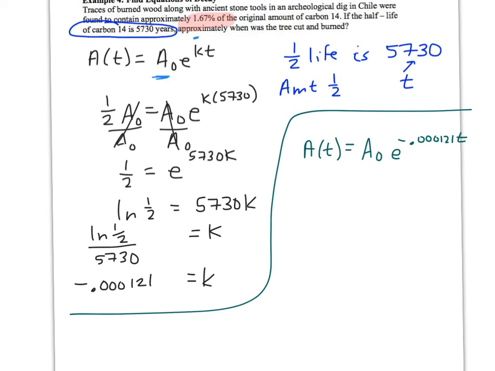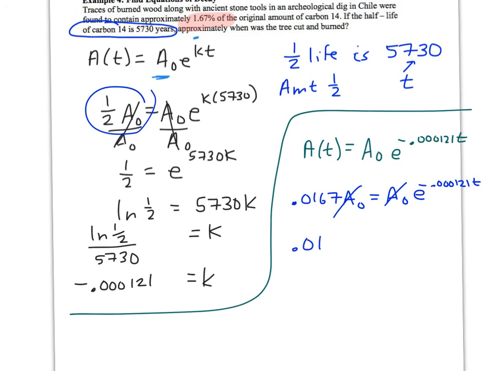Now I'm not done yet, because now I just know the equation. Now I have to figure out how long it would take for the carbon-14 to go to 1.67% of the original amount. It's a very similar thing to what we did with the 1/2 A0 up there. Because if it's 1.67%, it's 0.0167 A0 equals A0 e to the negative 0.000121t. So the A0s cancel out, and I get 0.0167 equals e to the negative 0.000121t.